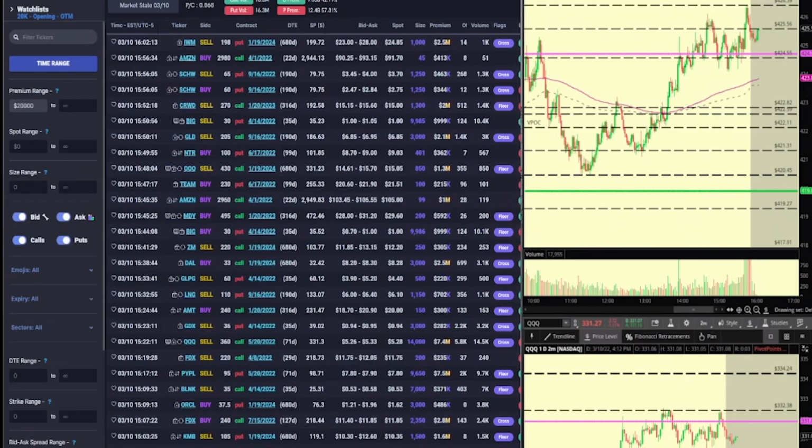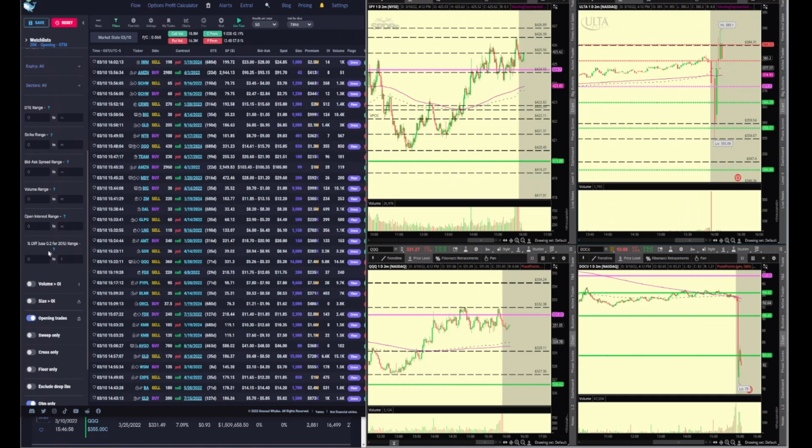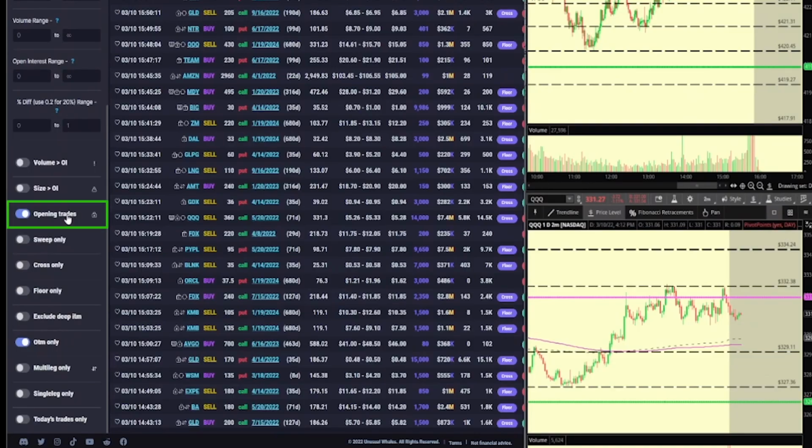So our first setting here is premiums above 20K. I don't adjust bid and ask. I rarely do mess with this because it puts a bias in what you actually see here. So I don't really mess with that too much. I leave that as it is. So I come down here. I simply have opening trades ticked off.